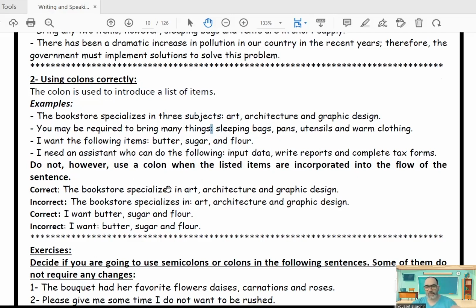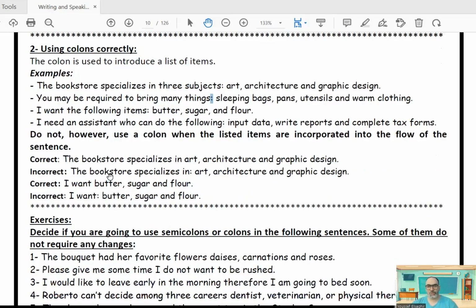Now, please be careful. Do not use a colon when the listed items are incorporated into the flow of the sentence. I'm going to explain to you what that means. Don't worry about that. Okay, so you have this example. The bookstore specializes in art, architecture, and graphic design. Now, if you say the bookstore specializes in colon, art, architecture, and graphic design, that's wrong. Why is it wrong? I'll tell you why it's wrong. Because simply you cannot stop the sentence here. You cannot stop it here.